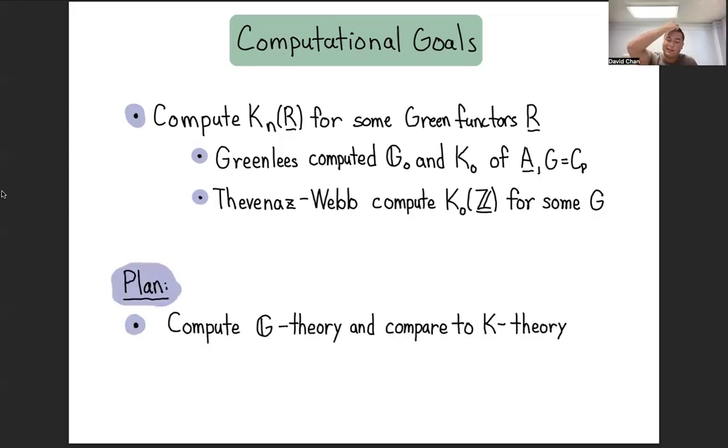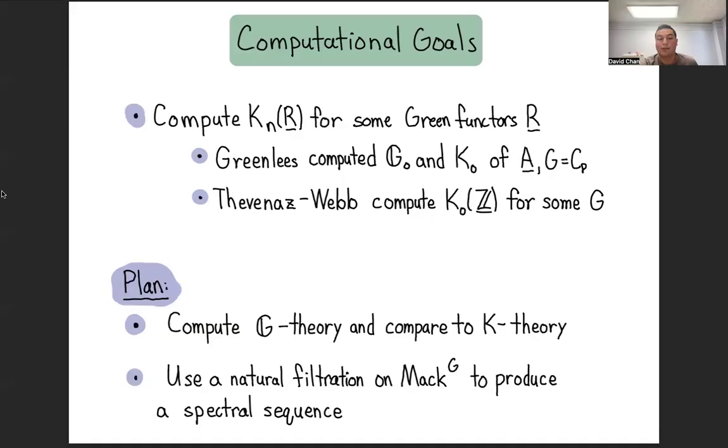So my plan is to study this problem in the following way. I'm going to take some green functor R. I'm going to compute its G theory and compare to K theory. So I still have this map from K theory of R to the G theory of R, and I want to use this map to give input to the computations. And to compute G theory, I'm going to use a filtration on the category of all Mackey functors, which produces a spectral sequence, and then I'm going to analyze the spectral sequence and pull out some answers about G theory. Okay. So before I move on, are there any questions?